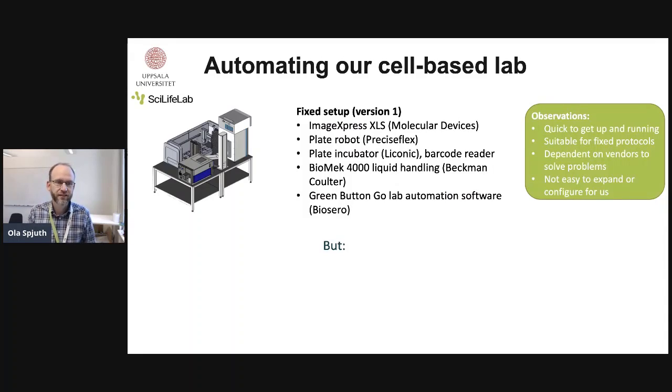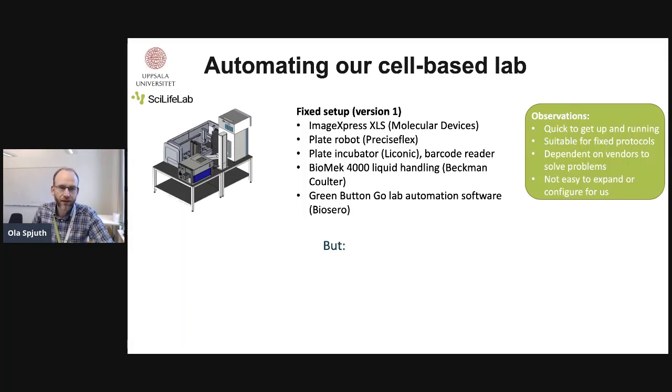This was a fixed setup. It was installed by Molecular Devices, and it consisted of an ImageXpress automated microscope, a plate robot, an incubator, a liquid handling system, and the proprietary Green Button Go lab automation software. So this was relatively quick to get up and running.